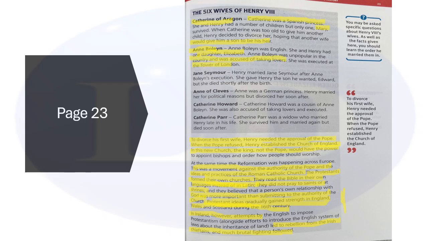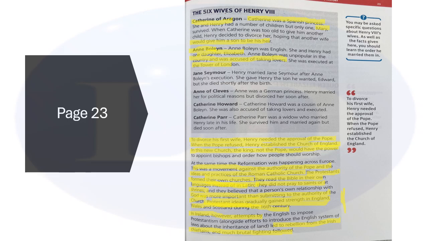Now, Anne was very beautiful, and she was accused of having other lovers as well, apart from the king. So when the king heard these stories, he was angry and he had her executed. I mean, obviously, he did not execute her himself, but he ordered her execution. So Catherine gave birth to Mary, and Anne Boleyn gave birth to Elizabeth, and both of these will become queens after that.